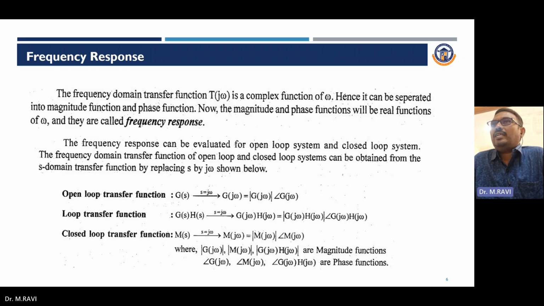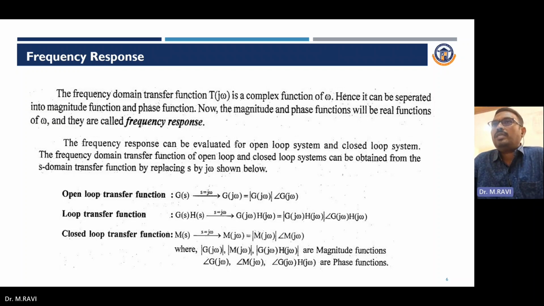The frequency domain transfer function T of j omega is a complex function of omega, hence it can be separated into a magnitude function and a phase function. Now the magnitude and phase functions will be real functions of omega, and then it is called the frequency response.